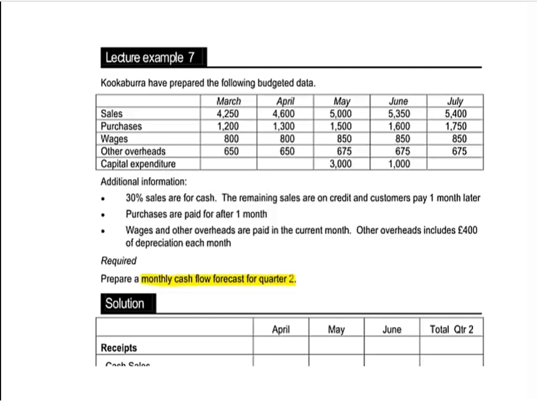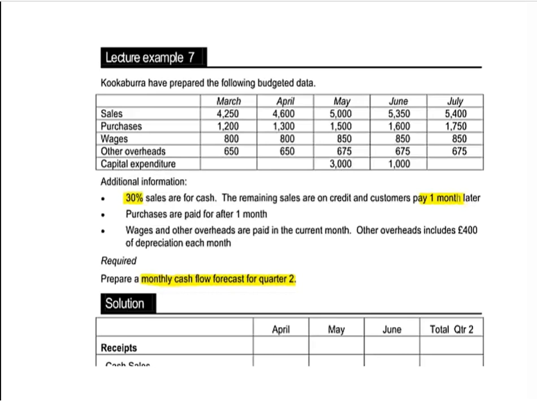We're also given some additional information. So 30% then of the sales are for cash, the remaining amount are on credit, and customers pay 1 month later. So what that means then is that we will be looking at 30% being received from that month, but 70% of the prior month's sales. So for example, in April, we're going to be looking at 70% of March's sales and 30% of April's sales.